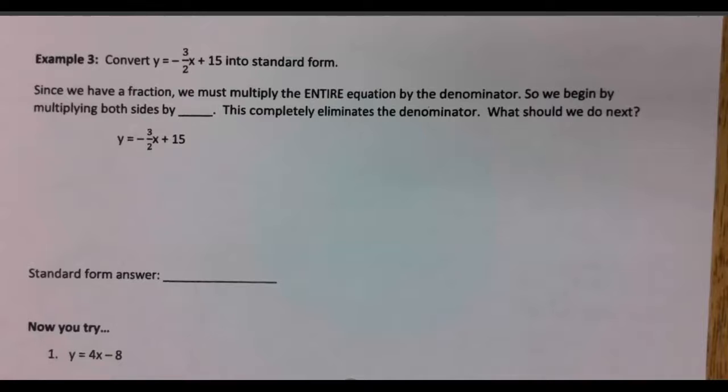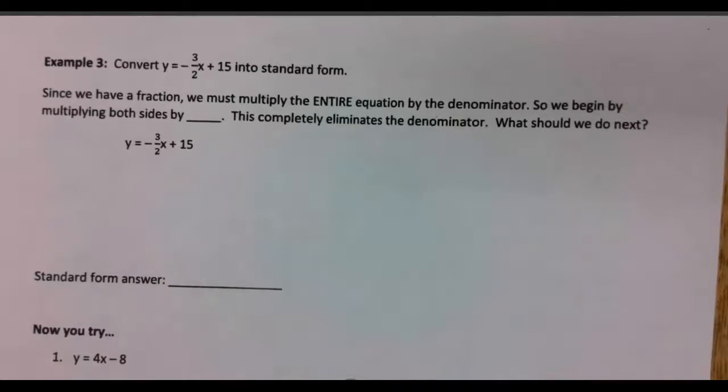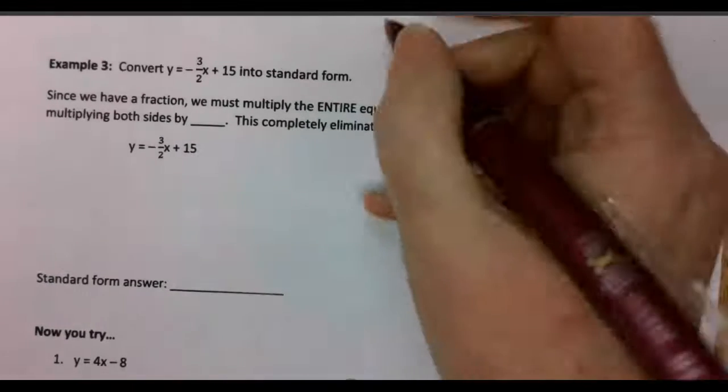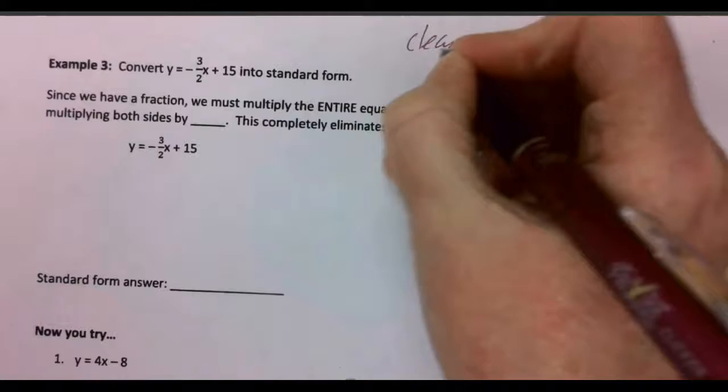Ooh, yay, we have fractions, because we know we want to deal with these. And they're not bad, guys. We've got this. Okay, since we have a fraction, we must multiply the entire equation by the denominator. This is clearing the fractions. Think back to when we used to clear the fraction.